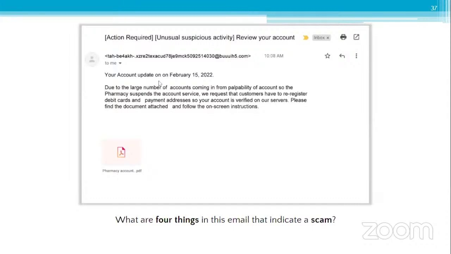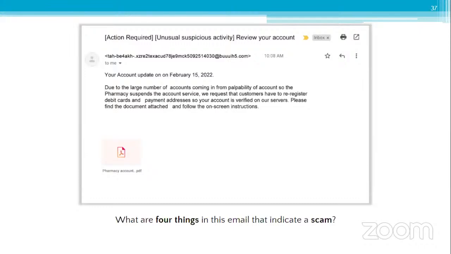Your account update on February 15th, action required, unusual suspicious activity, review your account. Due to the large number of accounts, we have suspended service. We request that customers re-register debit cards and payment addresses so your account is verified on our servers. Please find the document attached and follow the on-screen instructions.